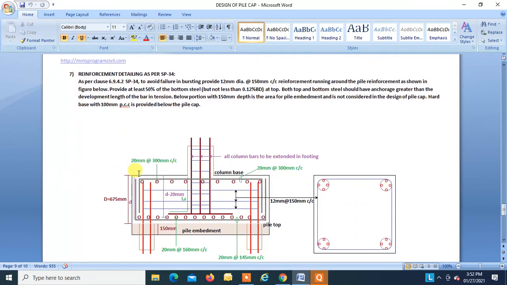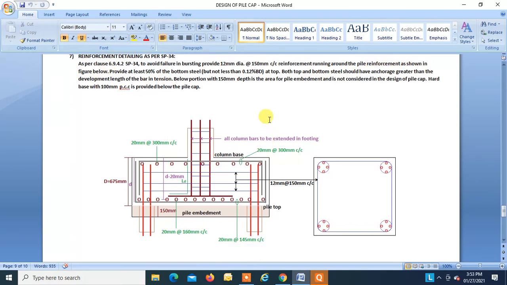So this is how we did all the required checks for the pile cap, and now we'll see the reinforcement detailing. Reinforcement detailing as per SP34, clause 6.9.4.2: to avoid failure in bursting, provide 12 mm dia at about 150 mm center to center reinforcement running around the pile reinforcement as shown in the figure below. The code says that you have to provide reinforcement running around the pile reinforcement like this, as shown over here.